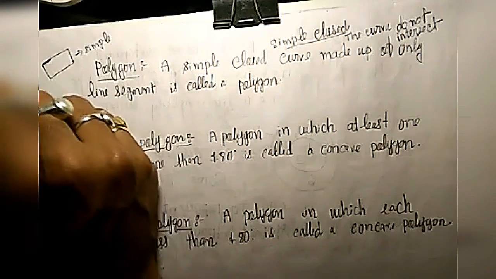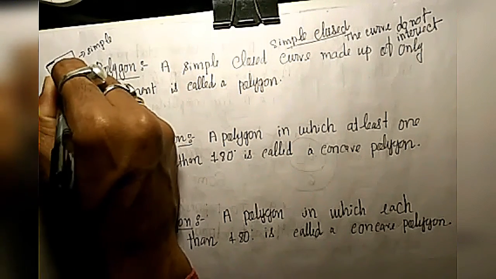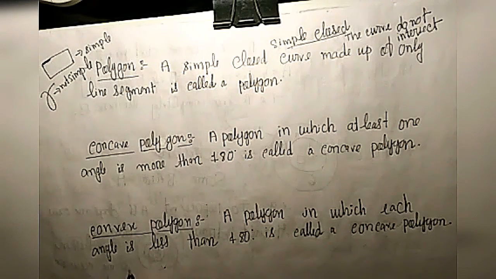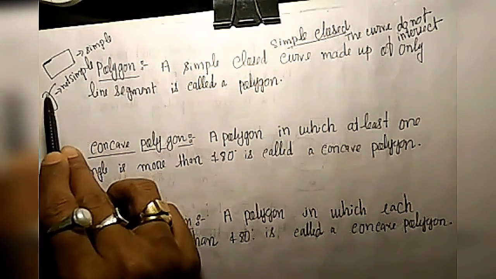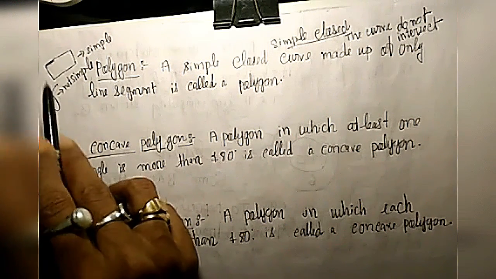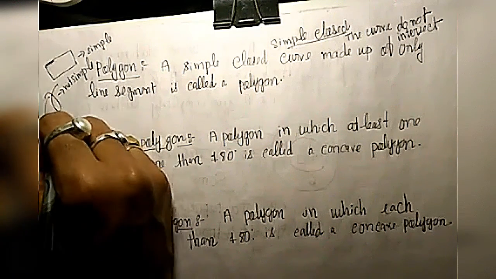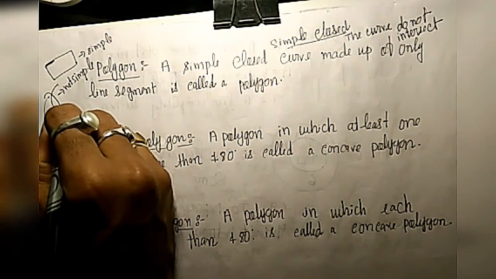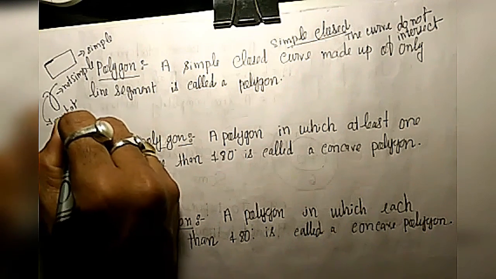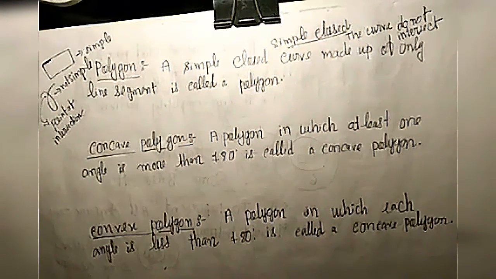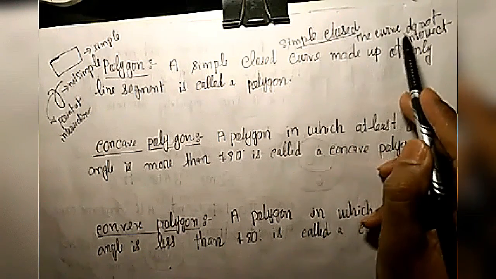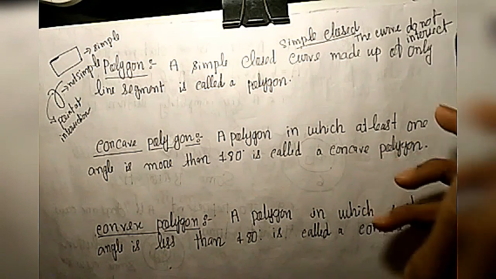In this case, this is a simple closed curve because we never get any intersecting point, but in the second diagram we have seen one intersecting point. This is the intersecting point. That's why it is not simple. In a simple curve there should not be any intersecting point, but in the second figure there is one. The curve intersects somewhere, so it is not a simple closed curve.